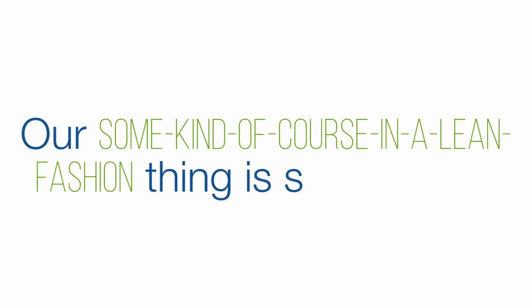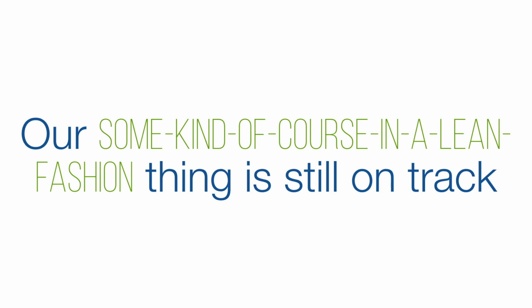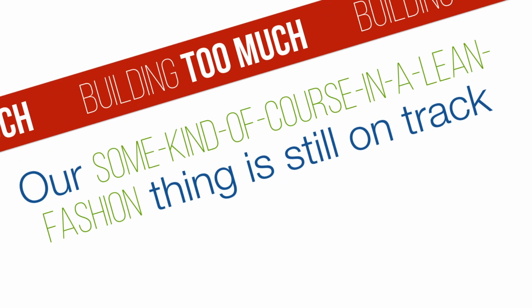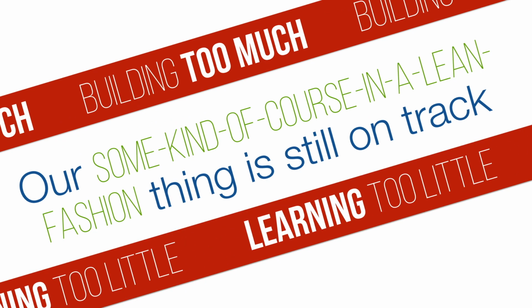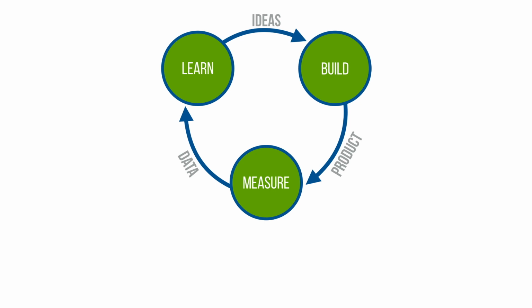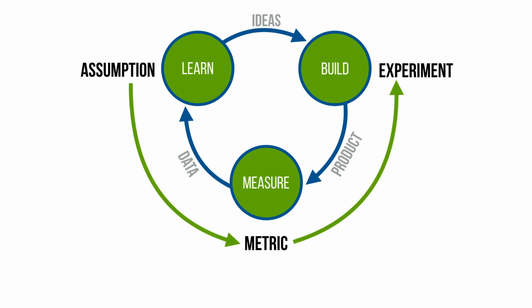So our some kind of course in a lean fashion thing is still on track. So far on our journey, we've navigated around a couple of traps. The trap of jumping straight in and building the thing, and the trap of asking customers what they want. Think surveys and polls. We talked about this model, the build, measure, learn loop, and I revealed its hidden power, the assumptions, metric, experiment, anti-clockwise flow.